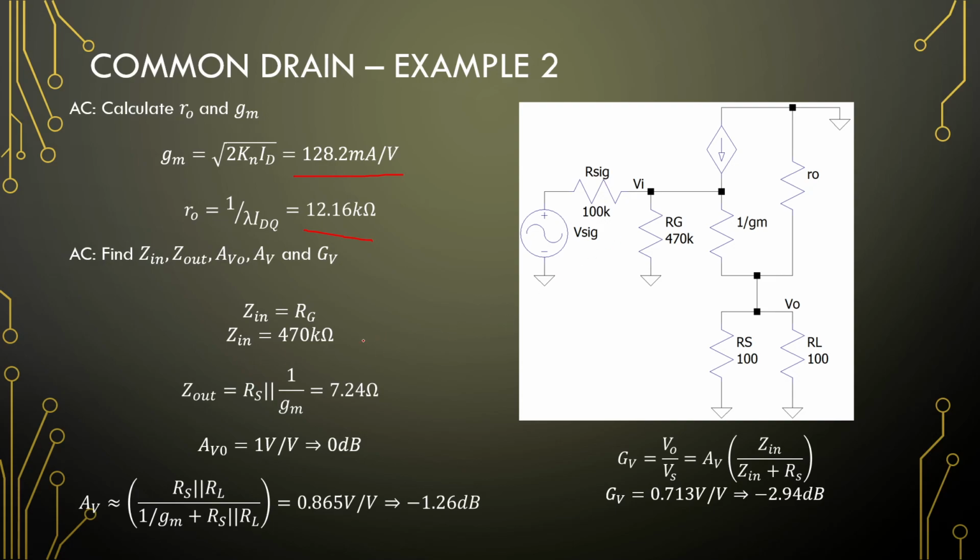So our input impedance is purely the RG value that we have. Our output impedance, RS parallel to 1 over GM. These are still much smaller than this R out, so we don't need to worry about that too much. And we will find 1.26 dBs, and due to our bigger input impedance for this one, minus 2.94 dBs right there.